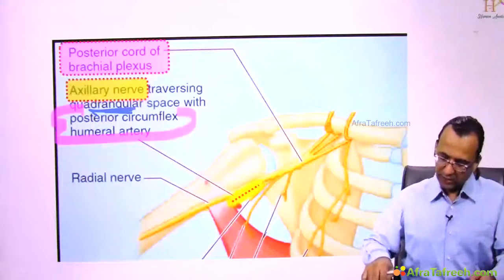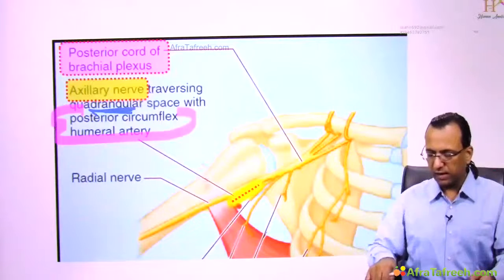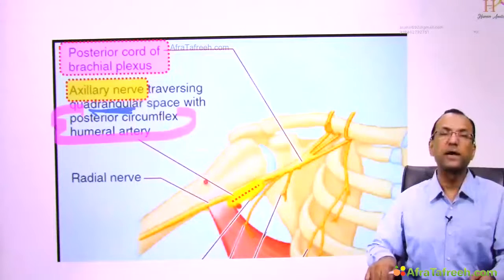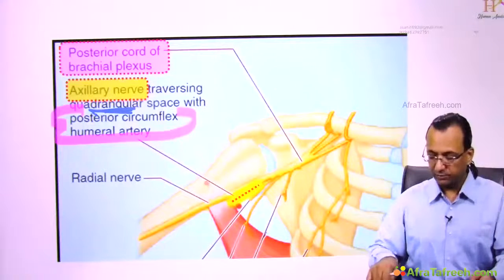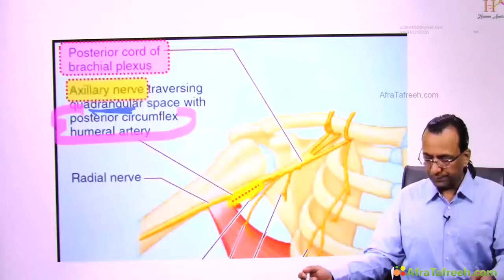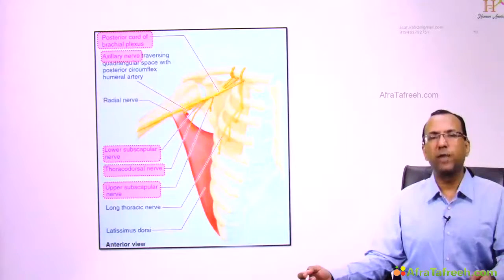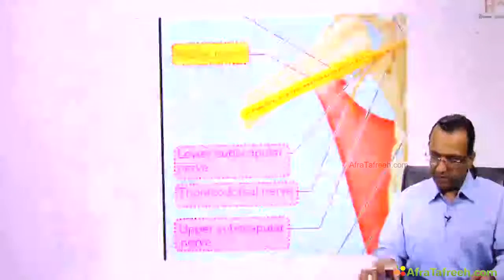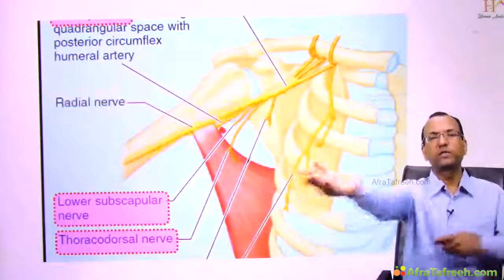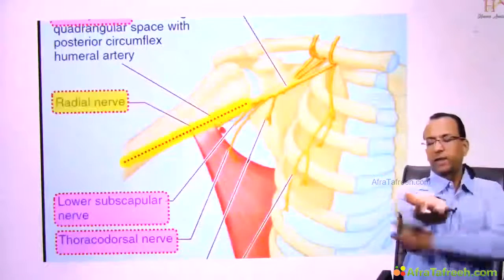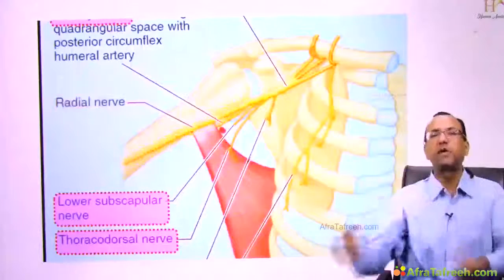What is the importance of the surgical neck of the humerus? If there is a fracture of the surgical neck of the humerus, the axillary nerve is damaged and two muscles are paralyzed: the deltoid and teres minor. And what about the radial nerve then? The radial nerve is the nerve of the posterior compartment. It goes behind the humerus, in the radial groove, and supplies the muscles of extension. It is a nerve of extension.